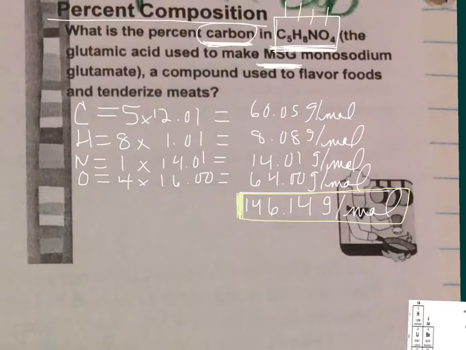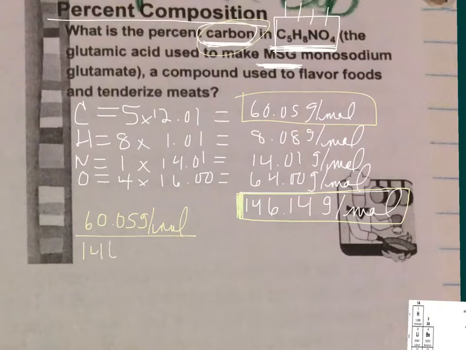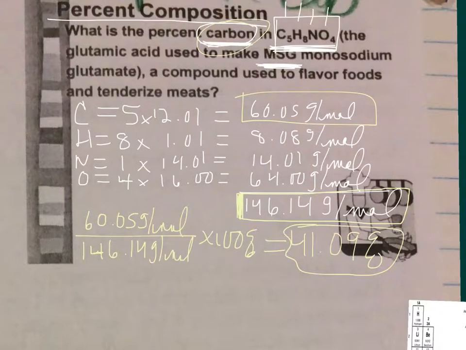Okay, so we are just being asked for carbon, so we are just going to take the carbon, and our formula said the mass of the element, which was 60.05 grams per mole, divided by the total mass, which was 146.14 grams per mole, times 100%, and plug that in. What you should get is 41.09%. And this is your answer right here. All right.